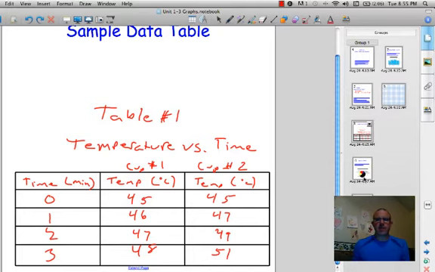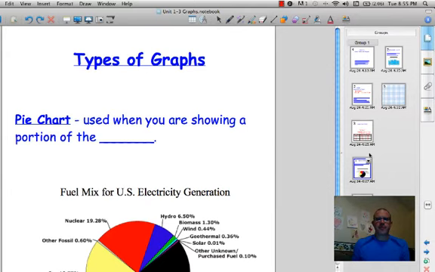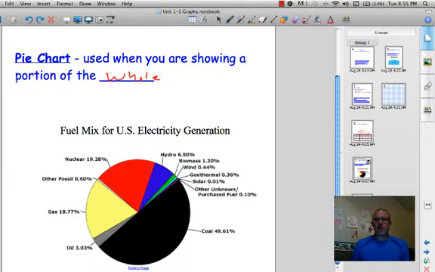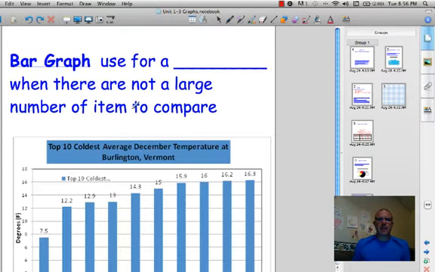Let's talk about 4 different types of graphs that we could look at. First one is a pie chart. And what we're using a pie chart for is to show a proportion. And we're looking at that proportion of the whole thing. So in this particular case, we're talking about the fuel mix for U.S. energy generation.